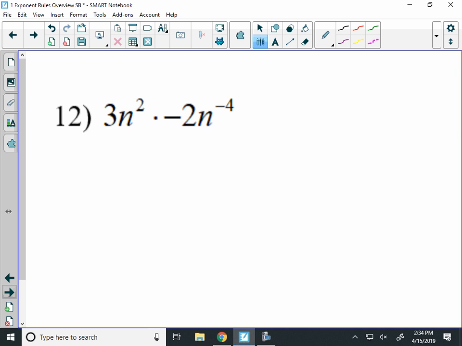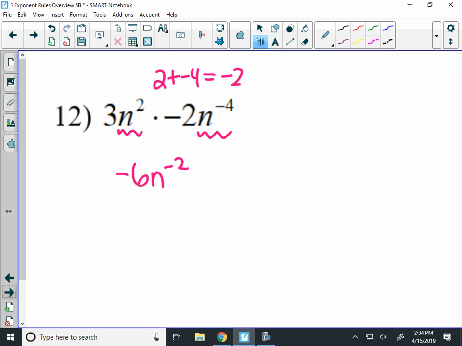All right, so next one here. Similar to the first one we did, number 3. You were just multiplying terms together. So I have 3 times negative 2 is negative 6. Now I'm going to multiply the n's. N to the second times n to the negative 4. Well, I'm going to add those exponents together. 2 plus a negative 4 equals negative 2. So I'll have negative 6n to the negative second.